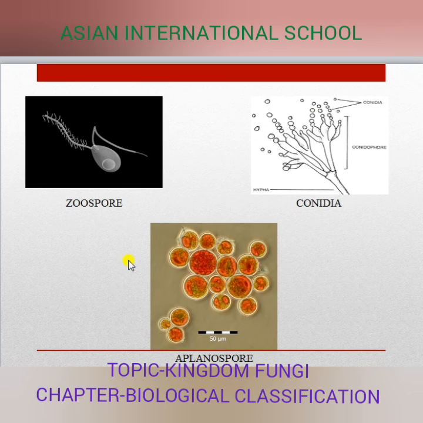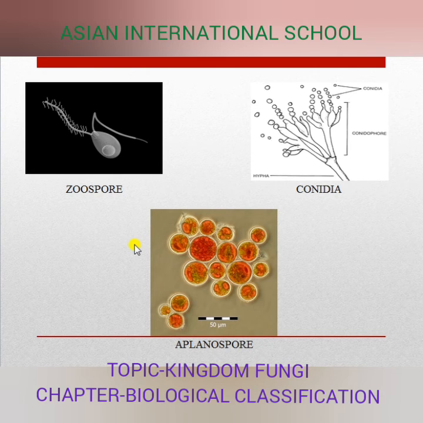In the next slide you can see properly the three kinds of spore structures. First one is the zoospore. In the zoospore structure you can see the motile spore. Motile flagella is there, and for that reason it can show motility. In conidia, you can see these small spores which are commonly known as conidia, and these are growing within some sac-like structures which are conidiophores.